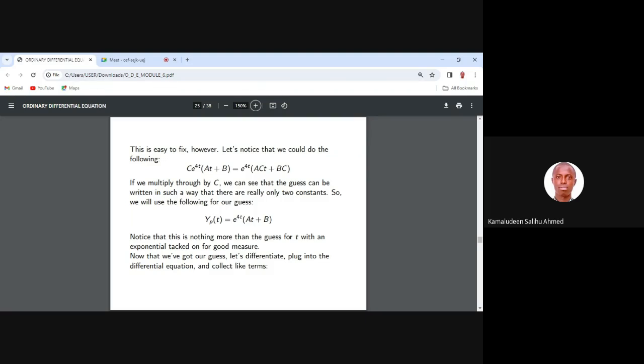So now act, what are we saying? The act, you can use at to represent it back because it's still a constant, and go away with the c. While the bc, you can write it as b because it is still a constant. So it's allowed mathematically like this. So now y of t is equal to exponential 4t of at plus b. Now we have our arbitrary constants as A and B. So now we are good to go.